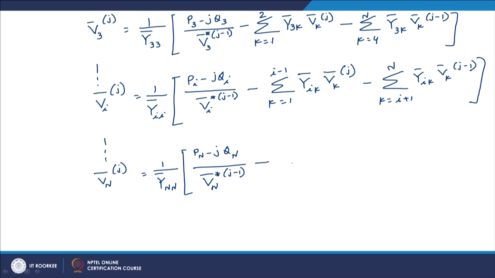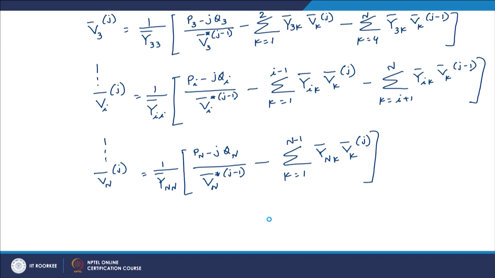And then what we will do is k is equal to 1 to n, Ynk Vk j, because when I am solving for the nth bus, all the other buses up to n minus 1 we have already solved, so only this part would be remaining. So these are the equations.